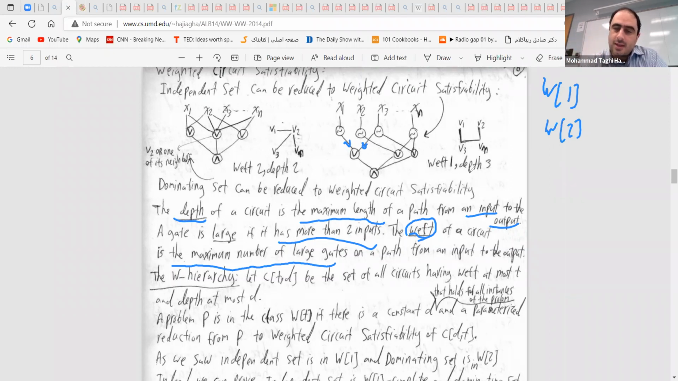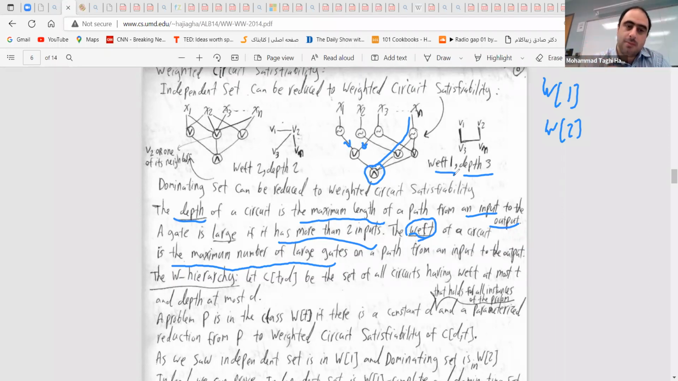In this case, the depth of this circuit that we had for independent set would be 3, because if you consider this path, there are 3 gates, and the maximum is 3. So depth is 3. What about width? Here these are the vertices. These both have 1 input. These have 2 inputs, so we don't count them. The only gate that has more than 2 inputs is this AND gate. So the width here is 1.